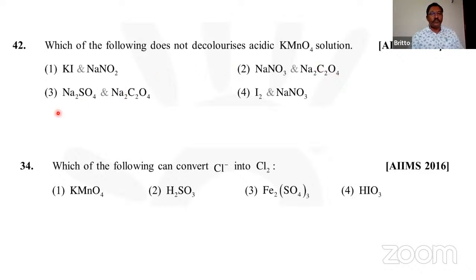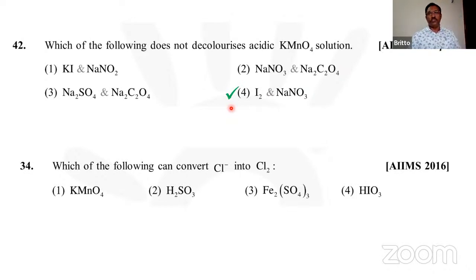And then the third option, sodium sulfate, Na2SO4. Sulfate will not decolorize, but oxalic acid will decolorize. So the third option is also wrong. Whether it is I minus or NO2 minus, it will decolorize. Similarly C2O4 is there, it will decolorize. In the fourth, I2 will not react. Iodine is actually formed as a product. Similarly NaNO3 is a product. So 4 is the correct option. So this does not decolorize the acidic KMnO4.